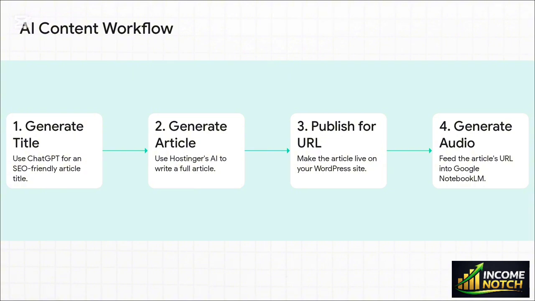You start in ChatGPT to cook up a good SEO-friendly title. Then you take that title over to Hostinger's AI and have it write the whole article. Once you hit publish, you get a live URL, and that URL is the key. You just plug it right into Google NotebookLM, and it does the rest, reading the article and creating the audio. It's like a four-step dance between different AIs.